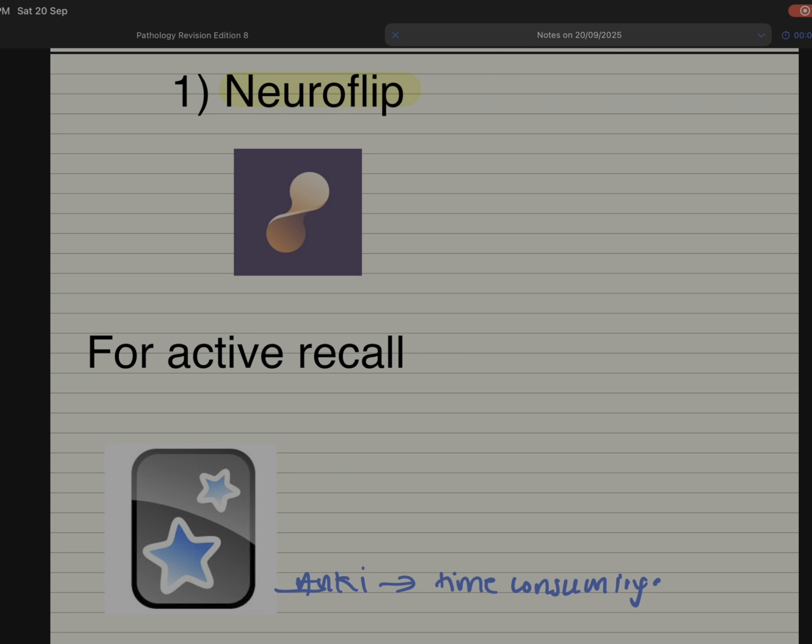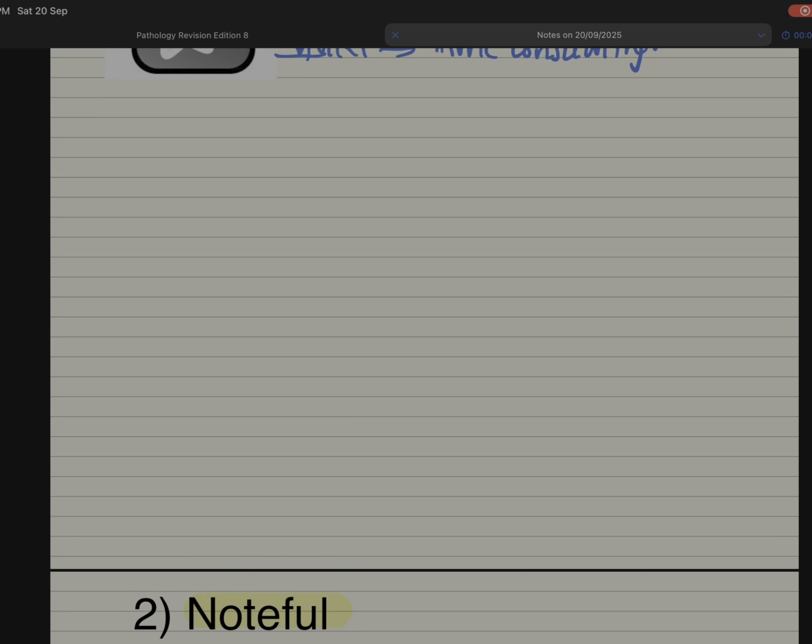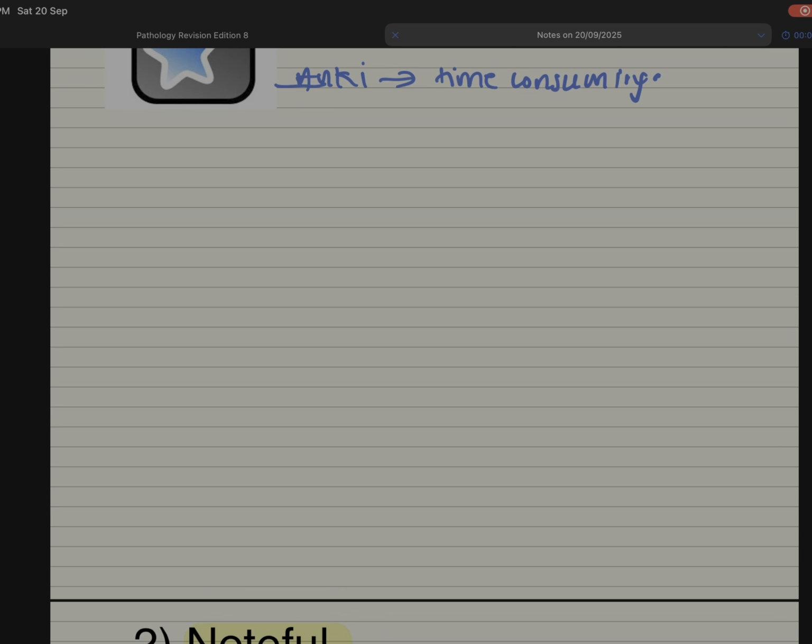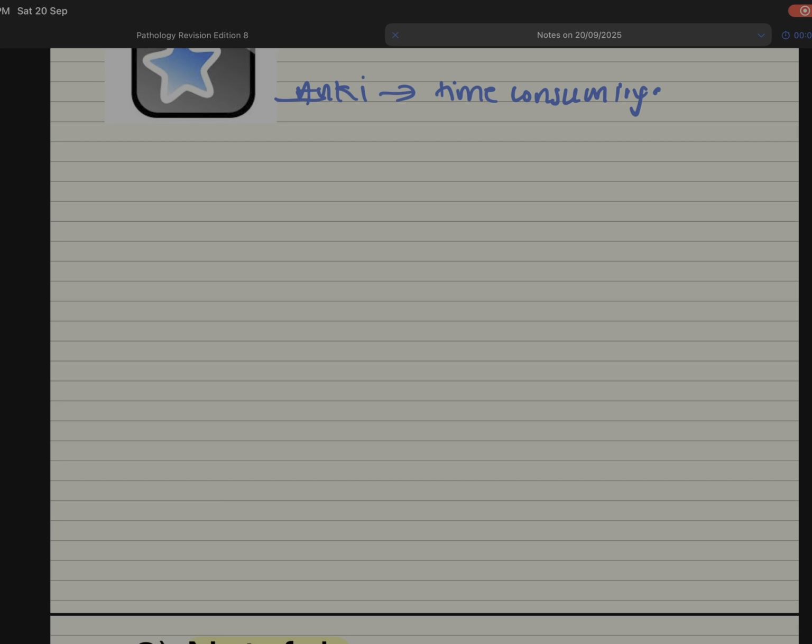It is especially useful for people who are using BTR because it has a particular section, which I think most of its contents are based on BTR. So somebody who's using BTR as a primary resource should definitely check out Neuroflip. I have used it for around 1 month and I stopped using it because I found a much better alternative to it. So the better alternative is actually using a note-taking app.